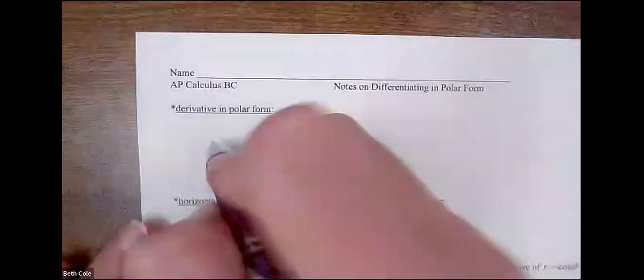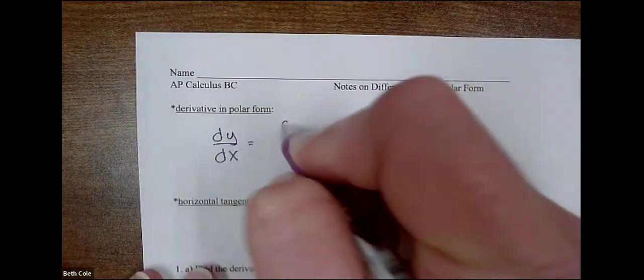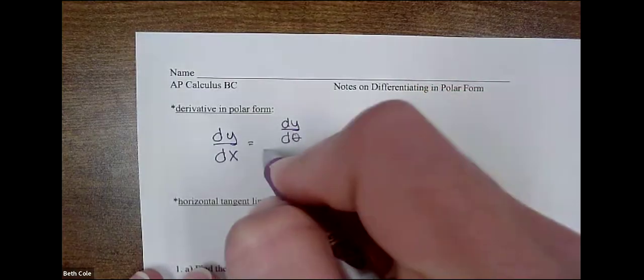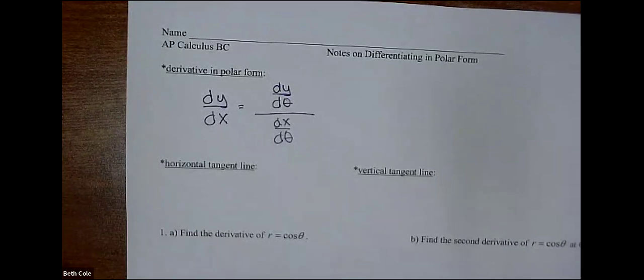All right. Your derivative in polar form, dy/dx, is going to be dy/dθ over dx/dθ. And that should look a little bit familiar to you, because what does that remind you of? Yeah, the last unit we just did, parametric, except instead of theta, it was t, but it's the exact same thing. Okay, so this is not going to be drastically different.